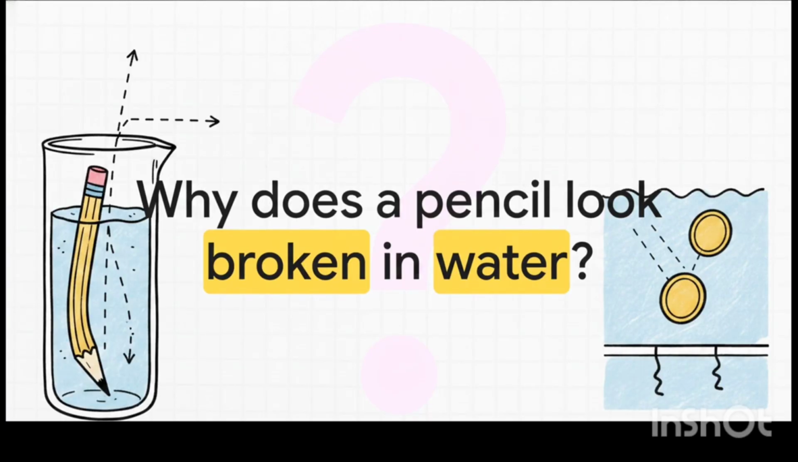You know when you look at a pencil resting in a glass of water and it just looks completely snapped in half? Or think about a coin at the bottom of a swimming pool that kind of looks like it's hovering just below the surface? Well, there's no magic here, and your eyes aren't playing tricks on you. Or actually, scratch that, they kind of are. But it's just light obeying a very specific set of rules when it jumps from one environment to another.